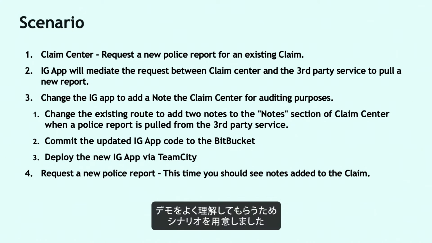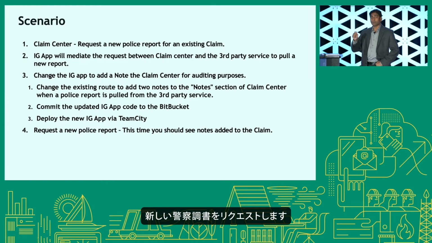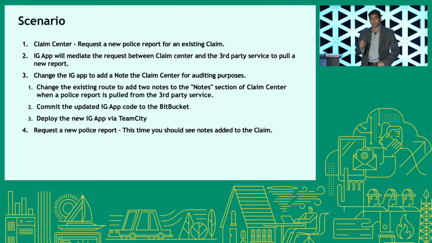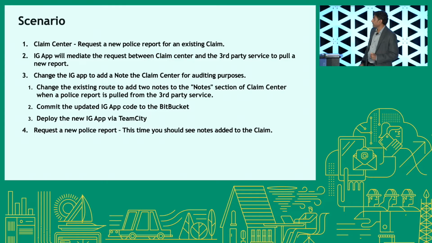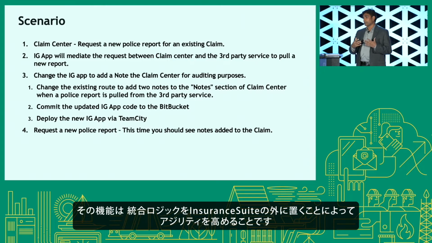OK, so here's a scenario so that you can follow through the demo. What we're going to do is go to the claim center. We are going to request a new police report, which will invoke an IG app. The IG app is built to mediate between InsuranceSuite and a third-party police report service. OK?